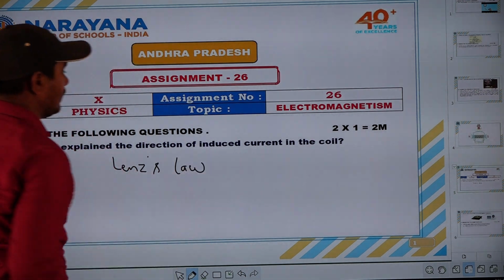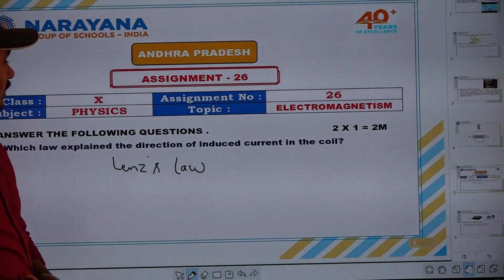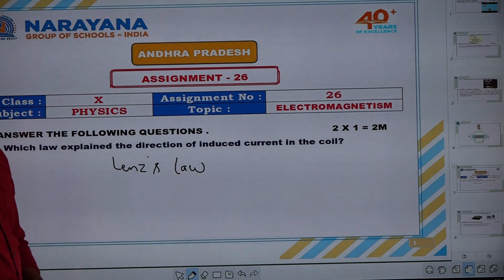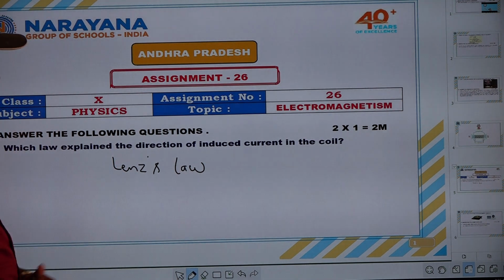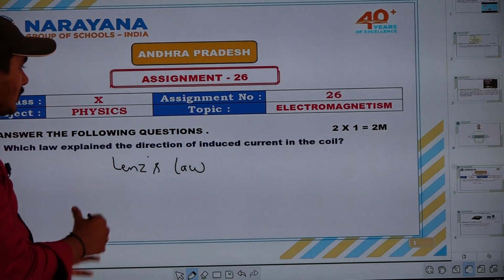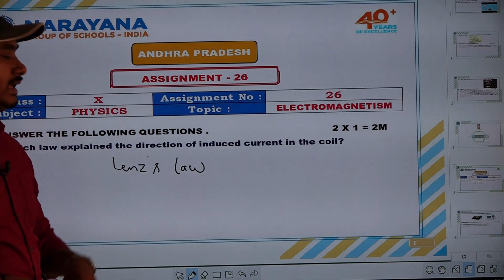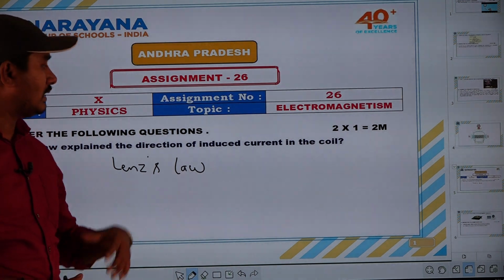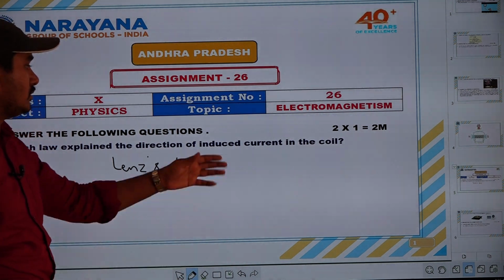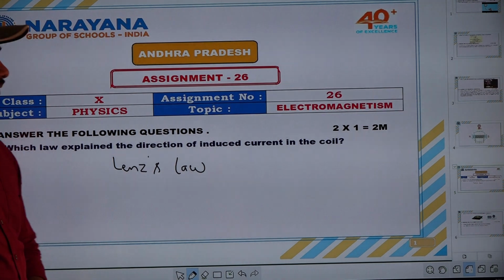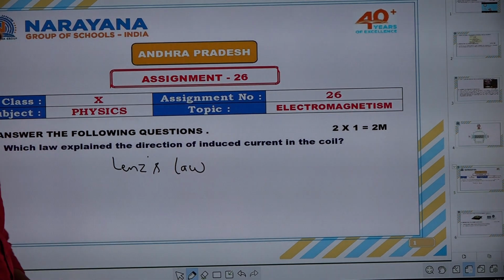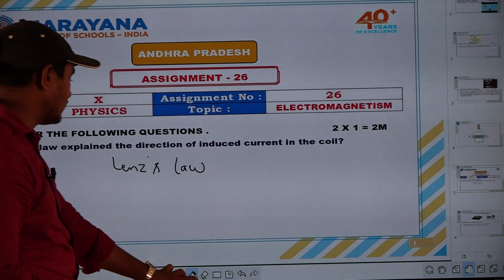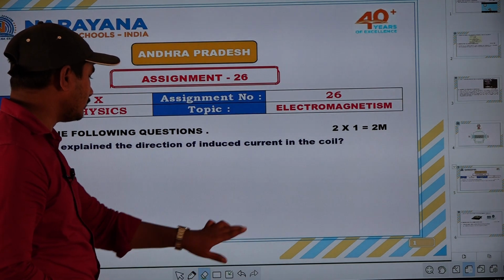So Lenz's law explained that induced EMF produced induced current. You know very well, according to Lenz's law, when the magnet moves towards the coil or away from the coil, some induced EMF is produced due to change of flux. That induced EMF produced induced current. So which law explained this one? This is Lenz's law. So this is the answer for question number 1.